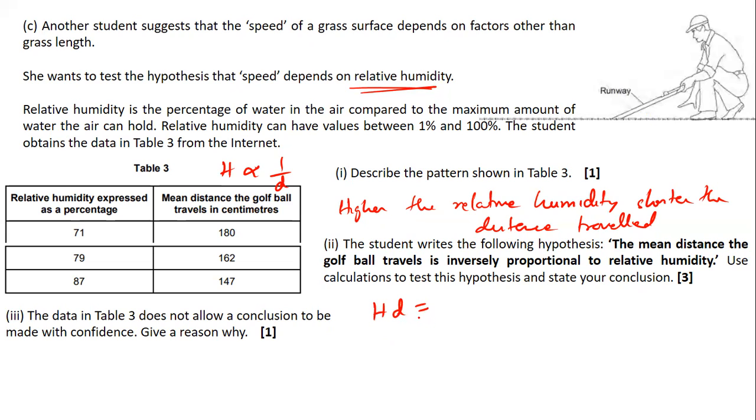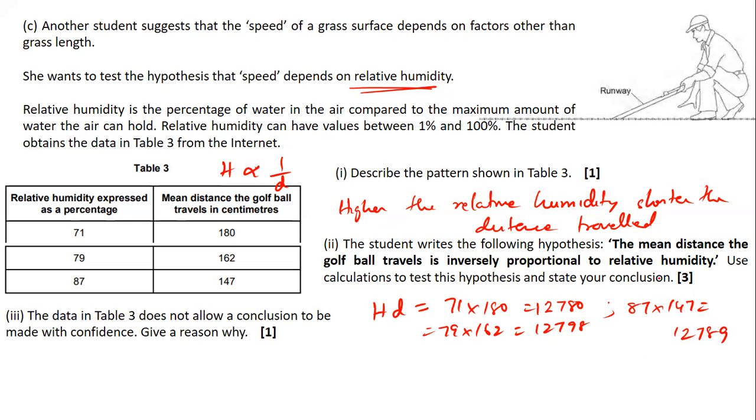H 71 into 180 will be 12,780. And then 79 into 162. What is the answer you get here? 12,798. And then 87 multiplied by 147 is equal to 12,789. Okay, this is what you get.